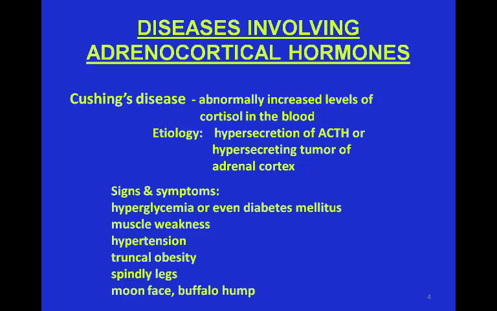The truncal obesity but the spindly, skinny legs that you see, it's easy to understand this when you remember the effects of cortisol on protein synthesis and on fat breakdown. So you have mobilization of fat under the influence of cortisol. Fat is going to come from the legs and deposit in the face and around the trunk. And the legs will also become spindly because they are not able to replace their proteins in a normal manner because of the increased cortisol effect.